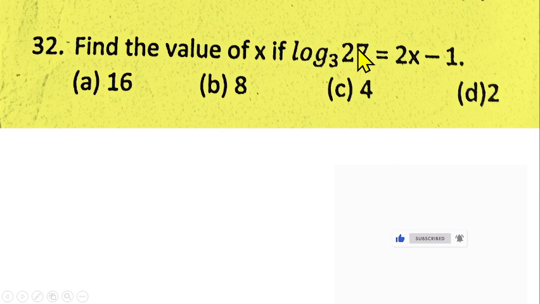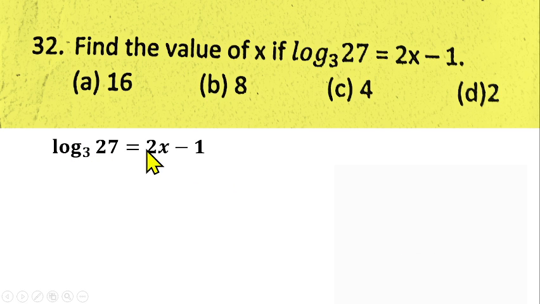Question number 32 is from logarithm. We have that log 27 base 3 is equal to 2x minus 1. You have to find the value of x. So we have log 27 base 3 equals to 2x minus 1.